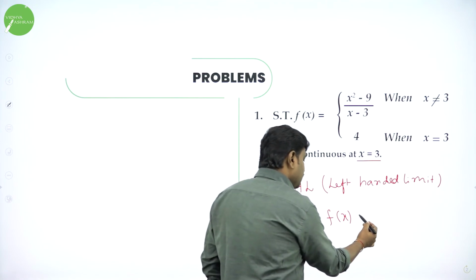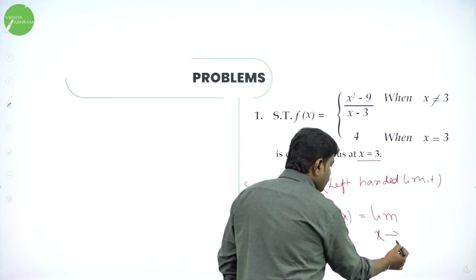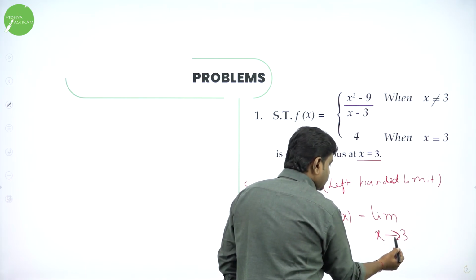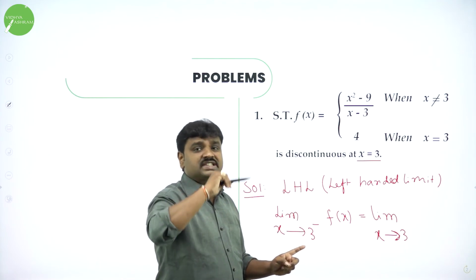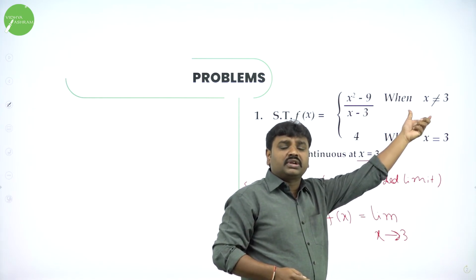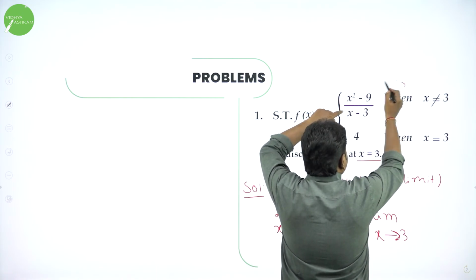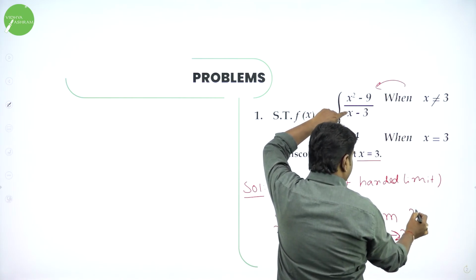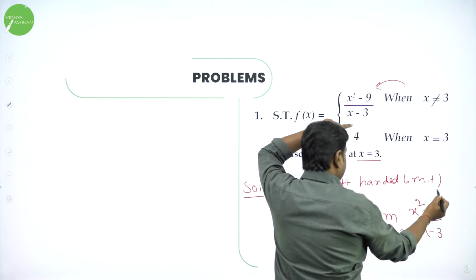Limit x tends to 3 minus means it is same as limit x tends to 3. Minus means choose the function when x is less than 3. See, x not equal to 3 means what? Less than or greater than. So when x less than 3 or greater than 3, this is the function. So f of x is x square minus 9 divided by x minus 3.